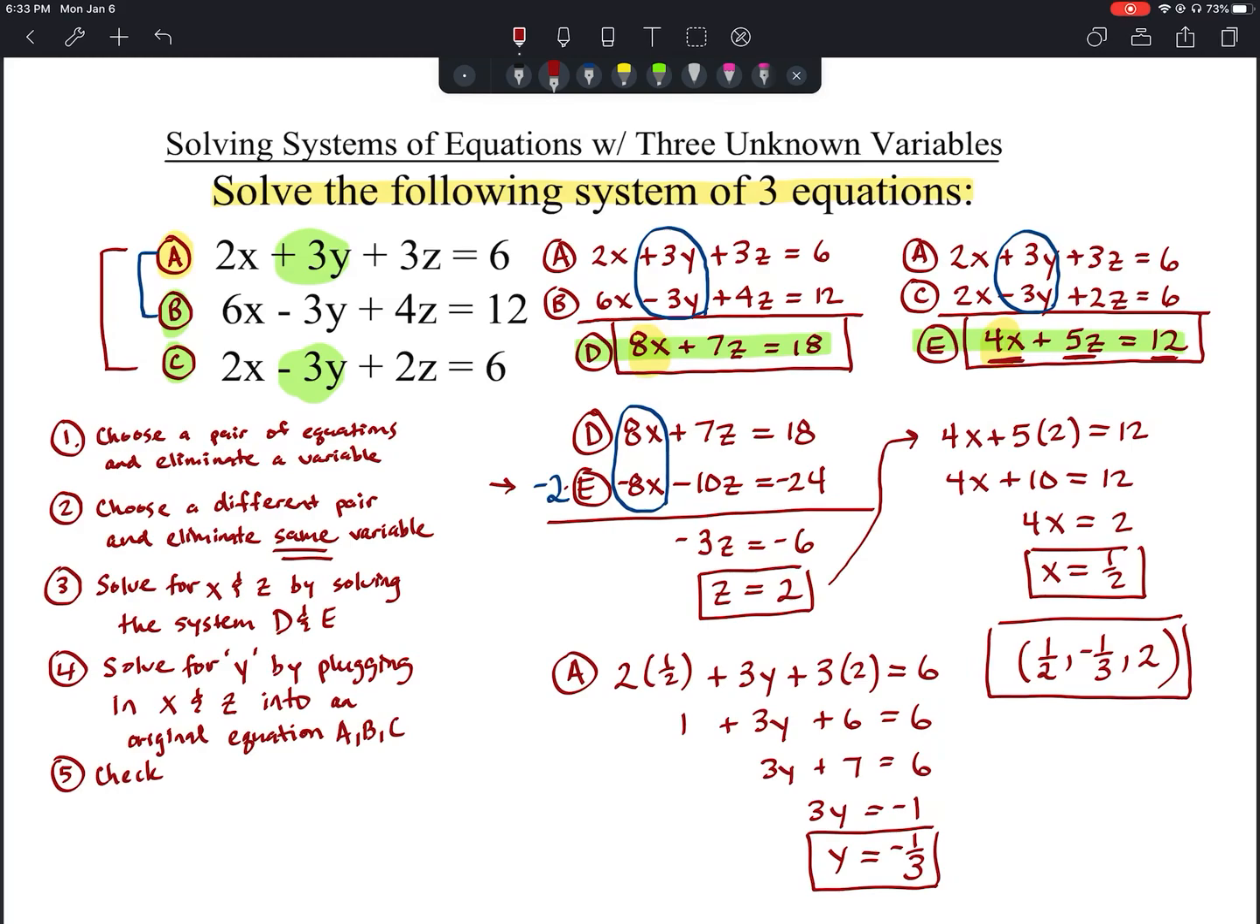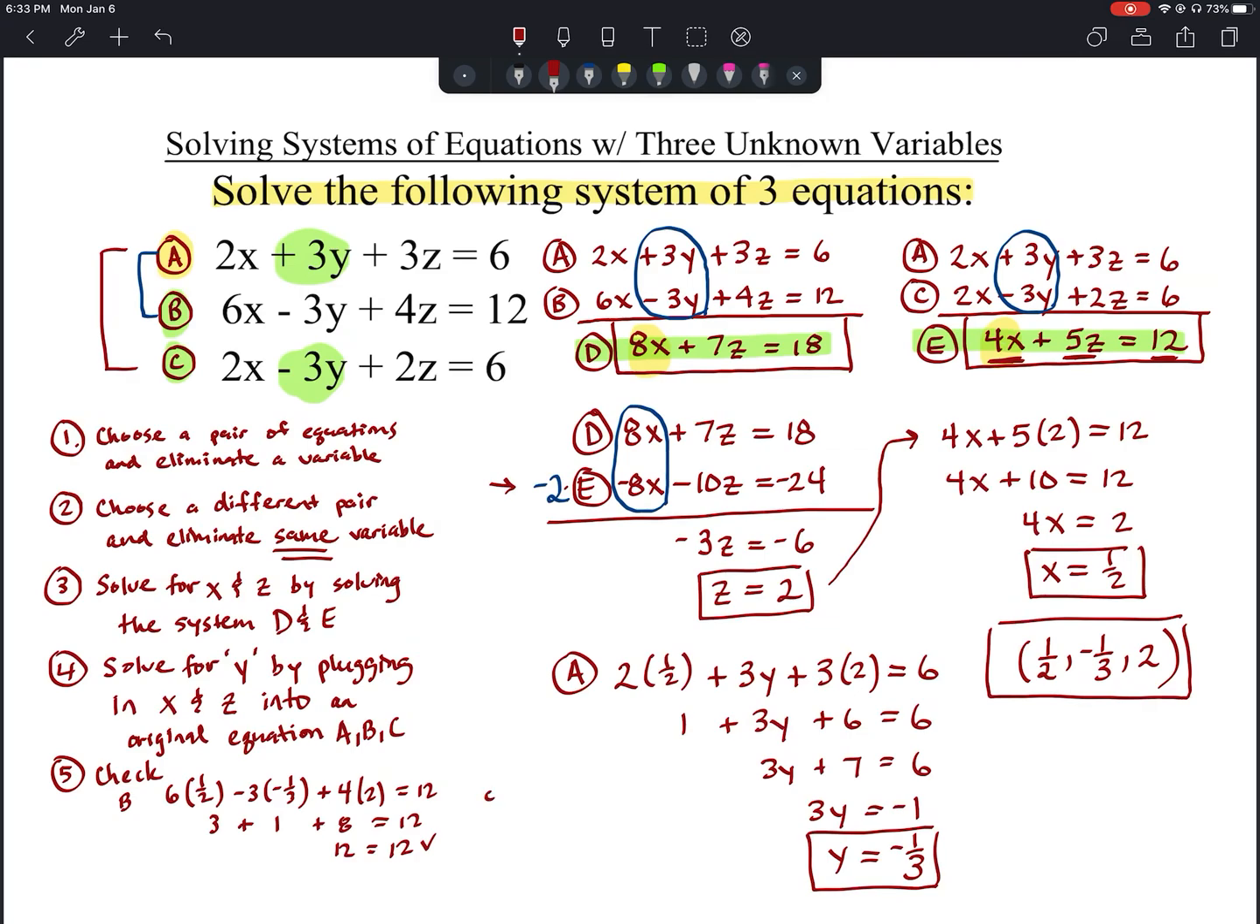I'll do it on this one here just because I want to make sure that you understand what my expectation is. So I have 6 times 1/2. This is equation B. I have 6 times 1/2 minus 3 times -1/3 plus 4 times 2 is equal to 12. That's going to give us 3 plus 1 plus 8 is 12. Therefore, 12 equals 12, and we know that that one is correct.